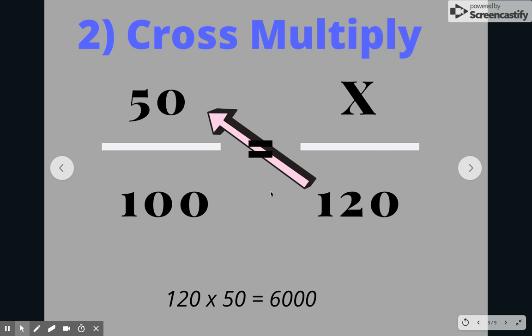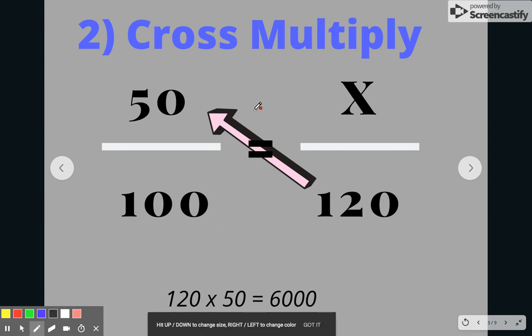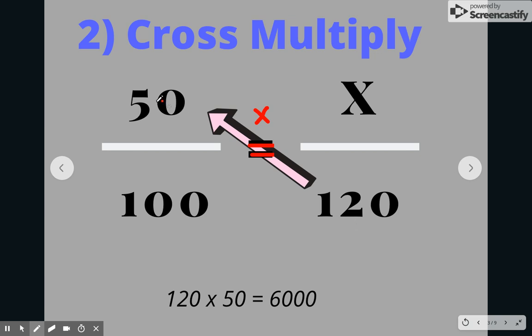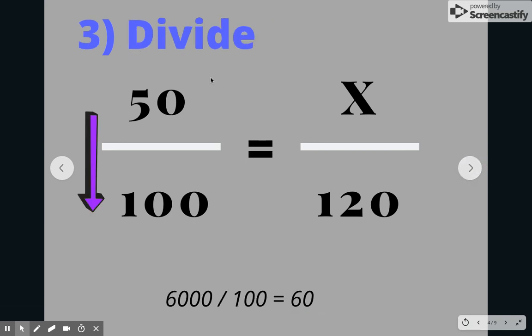So remember, through algebra, we showed you the proof. This is the shortcut. The very first thing I'm going to do is I'm going to cross multiply. So I am going to multiply the two numbers that show up across the equal sign. If you actually look carefully, it kind of makes an x there, however you want to think about it. So I would take 120 times 50. Answer is going to be 6,000. Okay, so I've done my second step. Number 1, set up the equation. Number 2, cross multiply. Third thing we have to do is we divide by the third number. So I take my 6,000, divide by 100, which gives me 60.